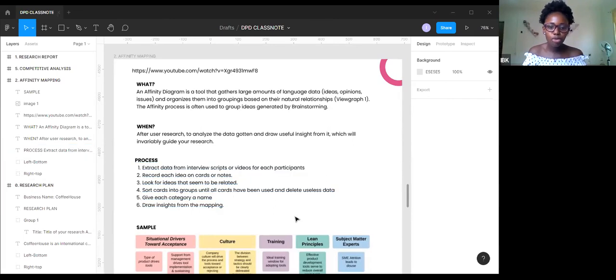Then you give a name to each category, like a title. Then from your affinity map, you draw insights. That's exactly why we are going through all this process: we want to draw insights. We want to get what exactly the user wants and how they want it, so that we know how to design.